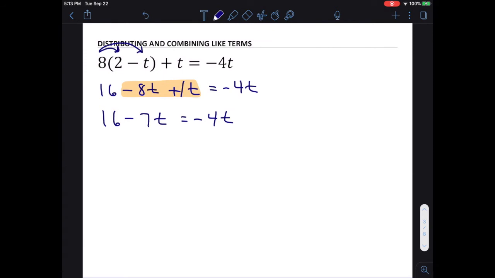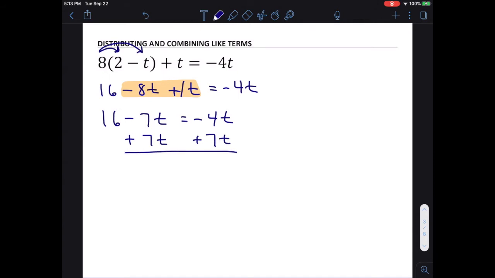Okay, and then I'm going to move the negative 7t because it's smaller than the negative 4t. Some of you might be like, hey, wait a minute, 7's bigger than 4. Well, but remember, negative 7 is smaller than negative 4. So I'm going to add 7t to both sides.